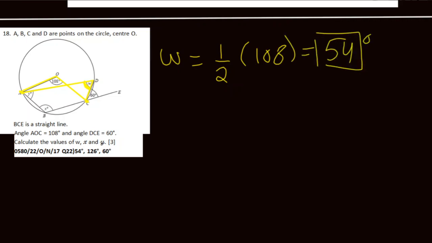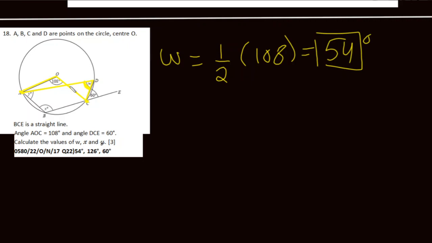Okay, so that's the next question. Here we have to find the value of angle W, X and Y. Let's start with angle W. So this is angle W, and notice that this is angle at the center being subtended from point A and C, and from the same 2 points there is another angle being subtended on the circumference, which is W. So W would be half of 108, which using the property angle at the center is twice the angle at the circumference. So this is going to be 54 degrees.